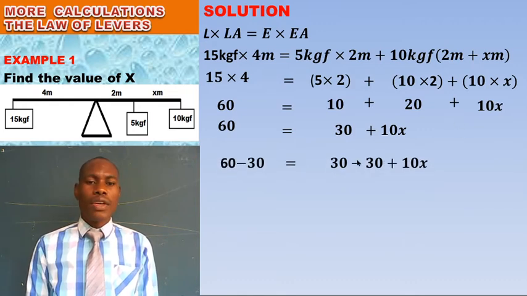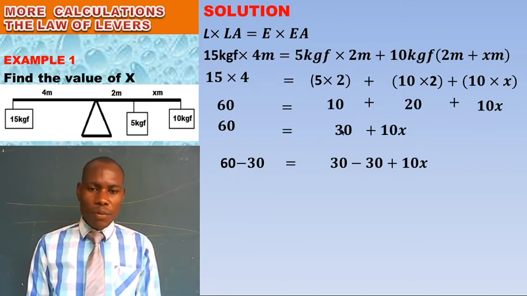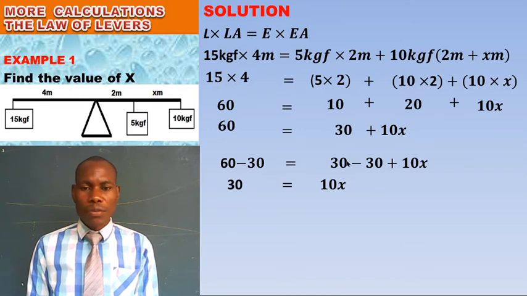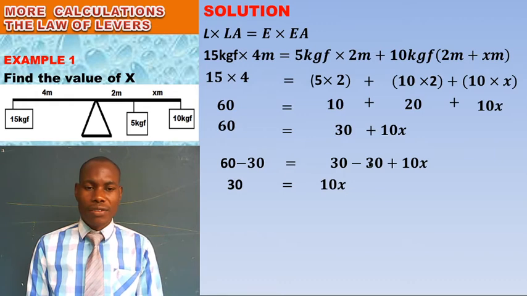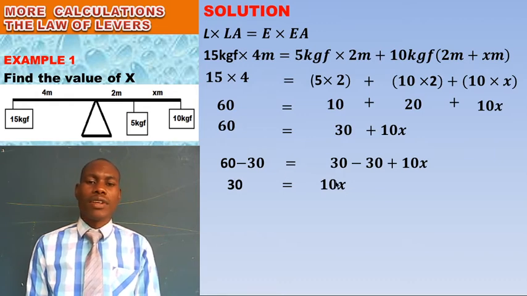Then plus our 10x. Now, there we shall collect like terms, because we have to remove this 30 from this side so that we remain with only 10x. That's why we shall say we subtract 30 on both sides. 60 minus 30, and then 30 minus 30 plus 10x. That means that we shall remain this side with 30, to be equal to, when you subtract 30 minus 30, you remain with nothing. You remain with a zero. Therefore, we shall remain here with 10x.